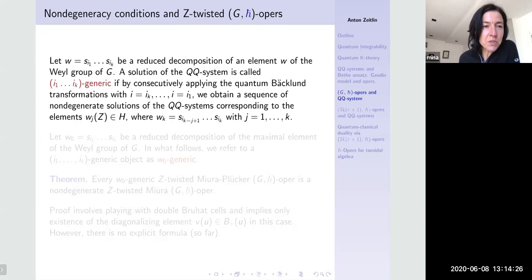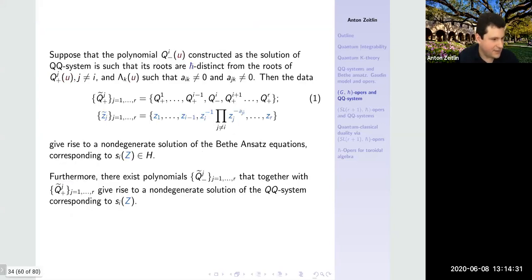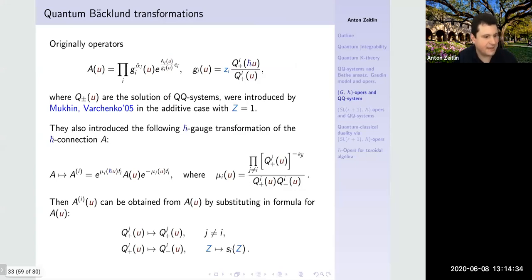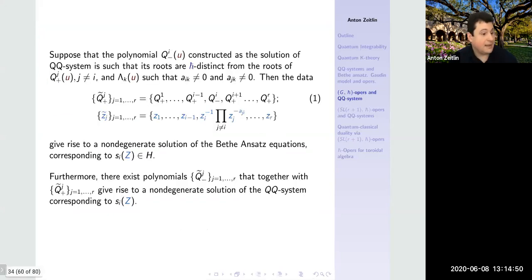Anton, can you just repeat what transformation you are doing? It's a little fast. Okay, let me go back and do it once again. When we do this Bethe transformation, when you exchange Q plus I to Q minus I, you just do one change. This corresponds to the Weyl reflection on the level of Z. So this is something you do at the same time. You return back to the oper, but with Q minus and Q plus exchanged. The Bethe equations do not change.